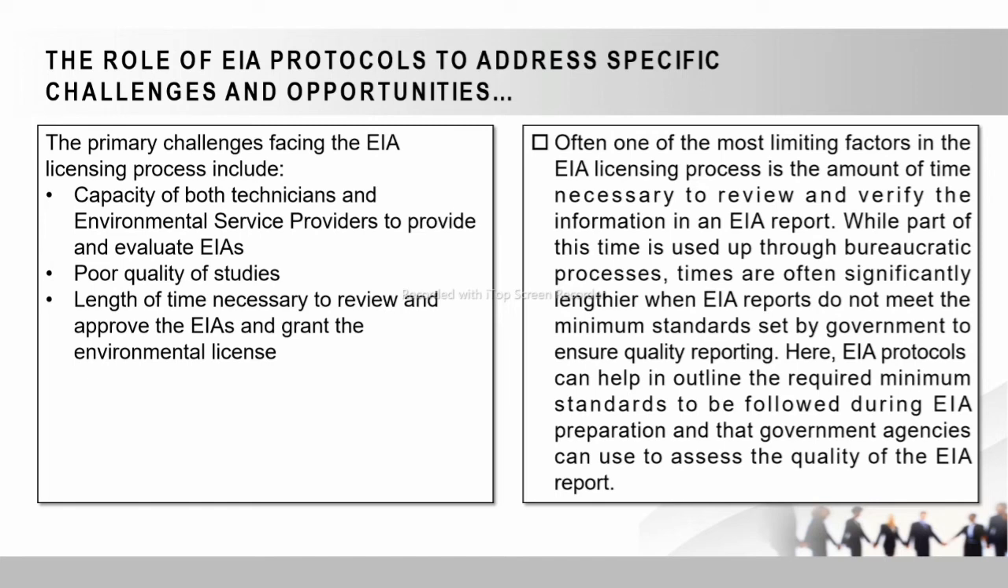Often one of the most limiting factors in the EIA licensing process is the amount of time necessary to review and verify the information in an EIA report. While part of this time is used through bureaucratic processes, times are often significantly lengthier when EIA reports do not meet the minimum standards set by government to ensure quality reporting. Here, EIA protocols can help in outlining the required minimum standards to be followed during EIA preparation and that government agencies can use to assess the quality of the EIA report.